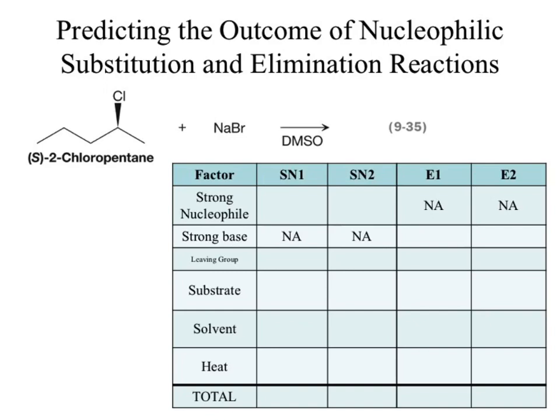Nucleophiles don't exist in elimination reactions. Okay? What's the next thing? Strong base. N/A for substitution, because I don't want a base in a substitution reaction. I want a nucleophile. Okay?